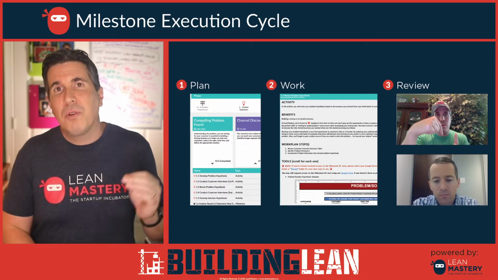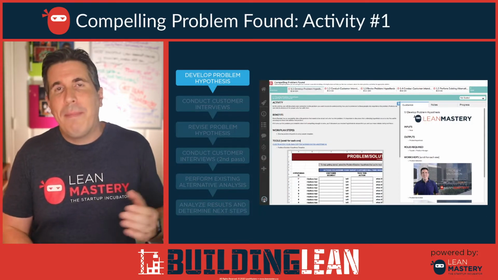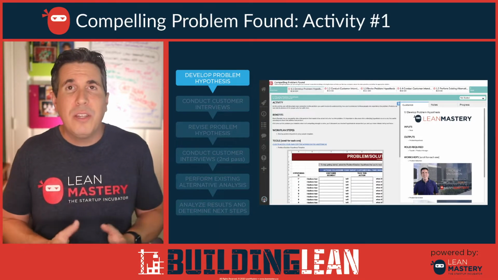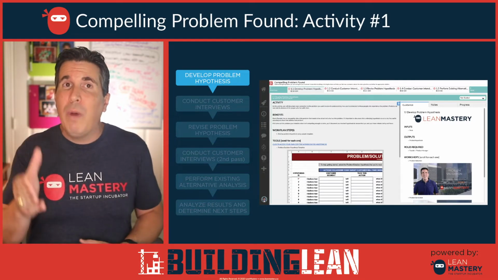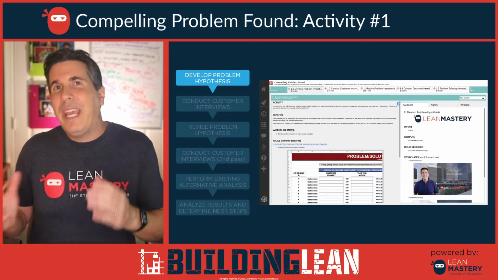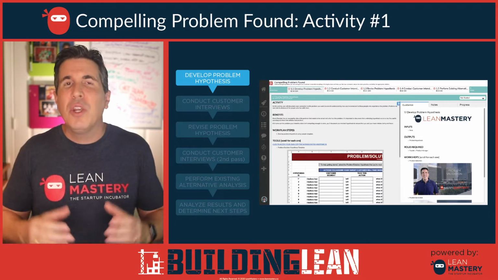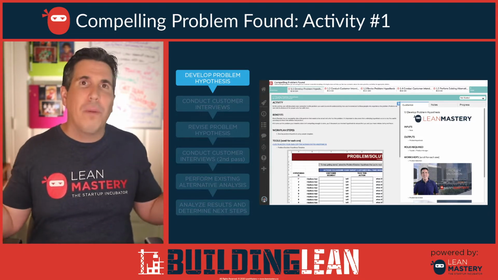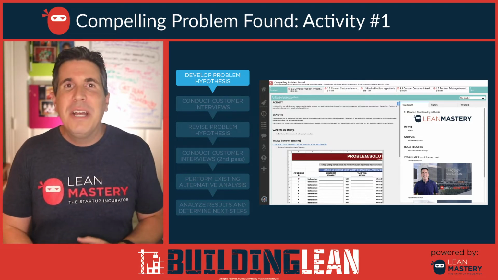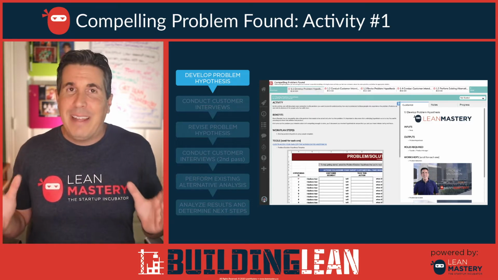Okay, now that you understand your execution cycle, let's look at the detailed activities related to finding your customer's compelling problem. Since you already have an idea in mind, you'll begin by developing a problem hypothesis based on your startup idea. This simple activity documents the problem that you intend to solve, who has that problem, as well as when and or where your target customer experiences that problem. When engaging with your customers, your problem hypothesis will keep you focused on listening to their needs rather than telling them all about your potential solution. Don't worry, you'll have plenty of time later to tell your potential customers about your product or service. It's not the time now, that's the key.